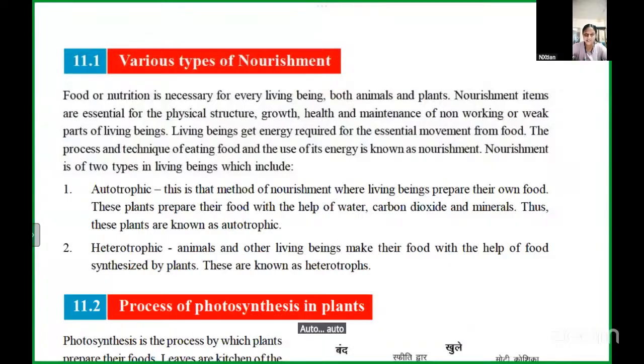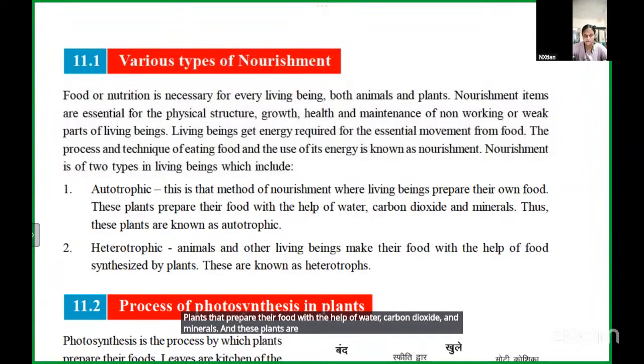Autotrophic mode of nutrition is the mode where the organisms prepare their own food. They make their own food. Plants prepare their food with the help of water, carbon dioxide, and minerals. And these plants are called autotrophic.